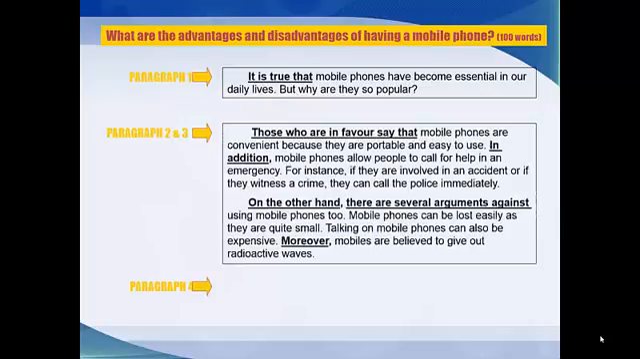Those who are in favor say that mobile phones are convenient because they are portable and easy to use. In addition, mobile phones allow people to call for help in any emergency. For instance, if they are involved in an accident or witness a crime, they can call the police immediately. On the other hand, there are several arguments against using mobile phones too.